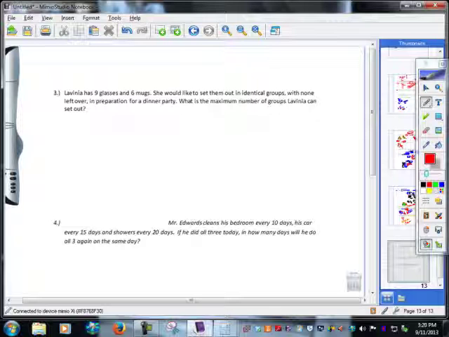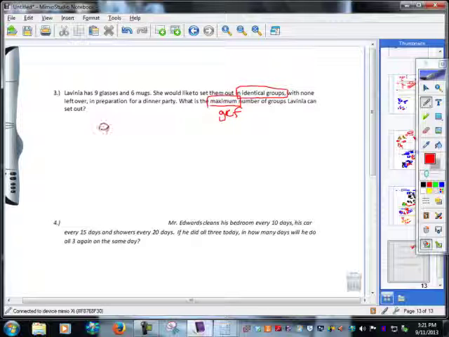Lavinia has 9 glasses and 6 mugs. She would like to set them out in identical groups, with none left over, in preparation for the dinner party. There's your key word: maximum number of groups. So when you see maximum, that's the same thing as greatest common factor. Max is the same as greatest.